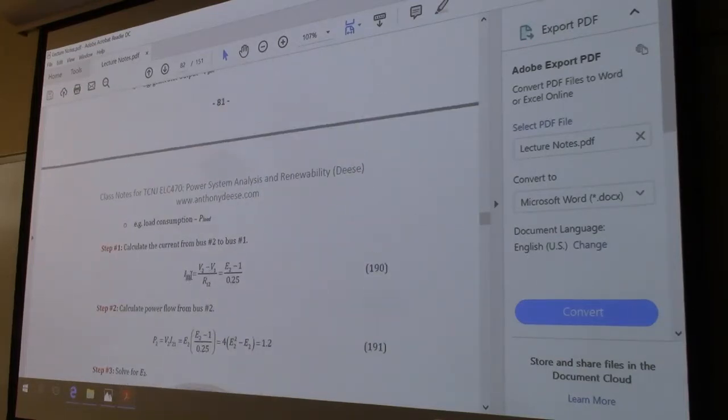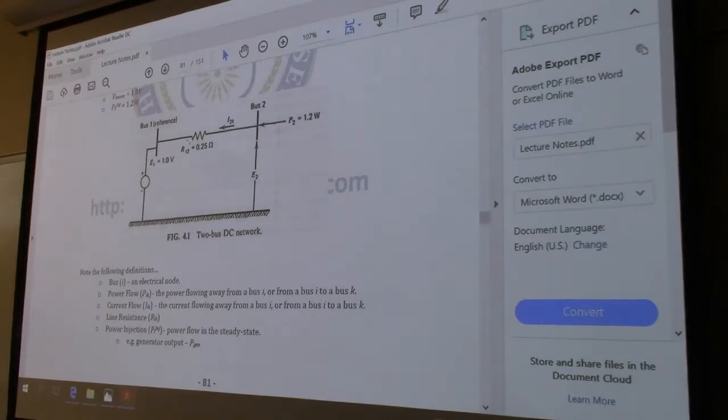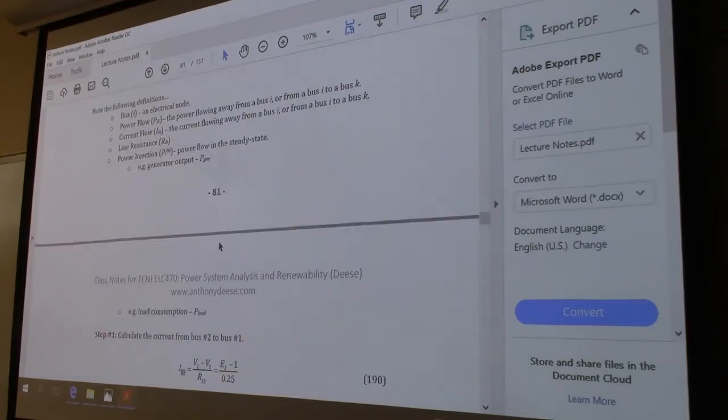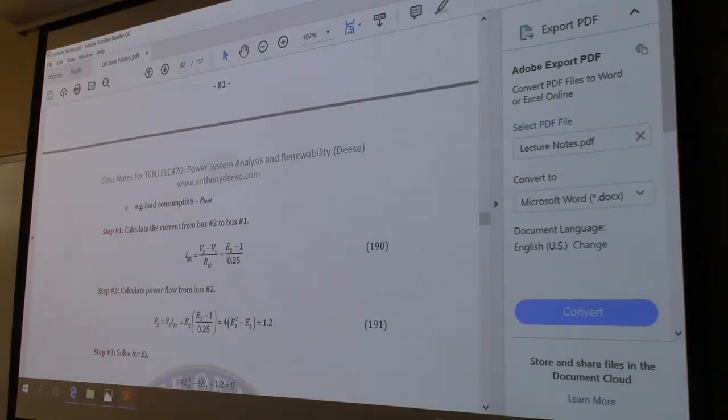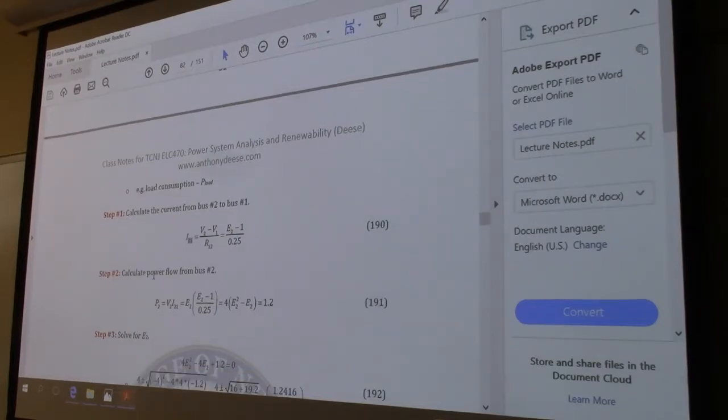Okay, first things first. The current along this line here, I21, is going to be equal to E2 minus E1 over the resistance 0.25 ohms, right? So that's what's shown right here. We don't know what E2 is. However, we do know what P2 is. So let's go ahead and take this value of I21 and multiply that by V2 and get what the value of the real power coming into that bus should be. So P2 equals V2 times I21.